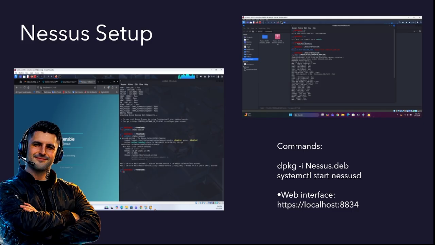Next, Nessus was installed and started using systemctl, then accessed through a web interface. This tool provides automated vulnerability scanning with detailed reporting, making it essential for identifying known CVEs and system-level weaknesses.